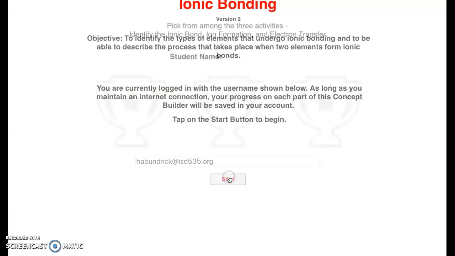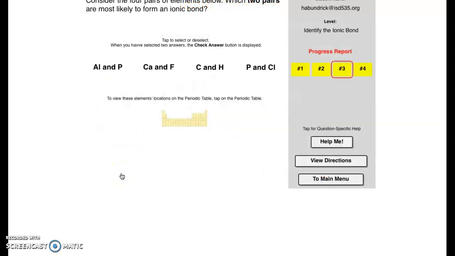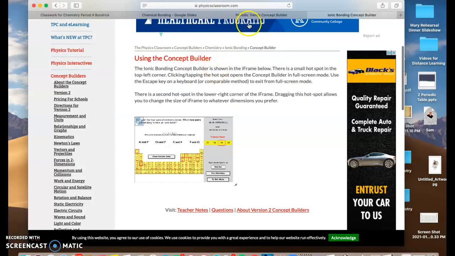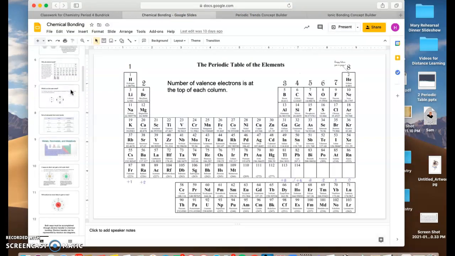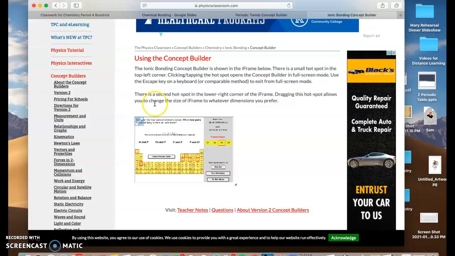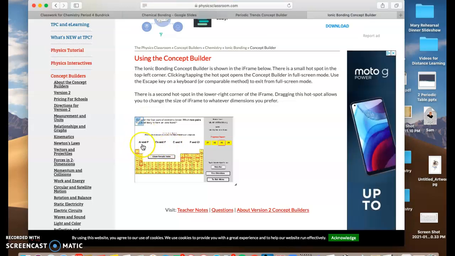Okay, so in the first section, it says ID the ionic bond. Basically, for any two elements to form an ionic bond, one of them has to be a metal and one of them has to be a nonmetal. So the other thing that's helpful to have open is slide 9 on the chemical bonding notes, because then you can tell which one of these is a metal, which one's a nonmetal.